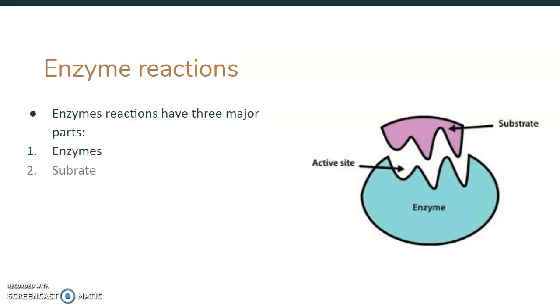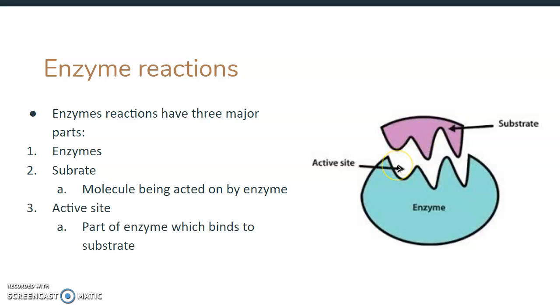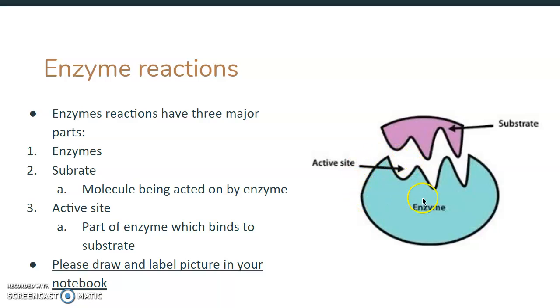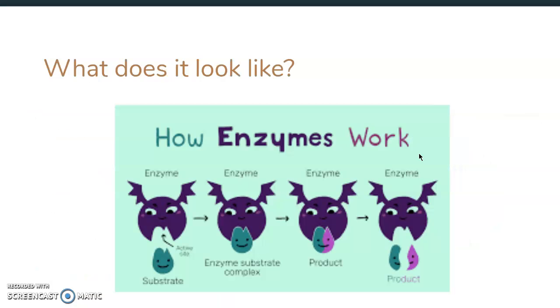Of course, we have our enzyme, we have our substrate, which is the molecule being acted on by the enzyme, and then we have an active site, which is the part of the enzyme which binds to the substrate. So I'd love for you guys to draw this in your notes as well. Pause the video, and just so we can understand exactly how this works, our active site matches our substrate. So if this was a different substrate floating around, it wouldn't be able to go into our enzyme. Only the exact substrate for this exact enzyme can work. And then once it's in the active site, it can go through our chemical reaction.